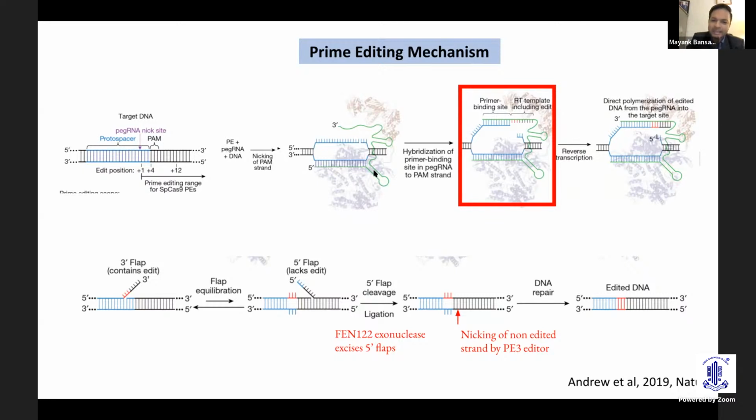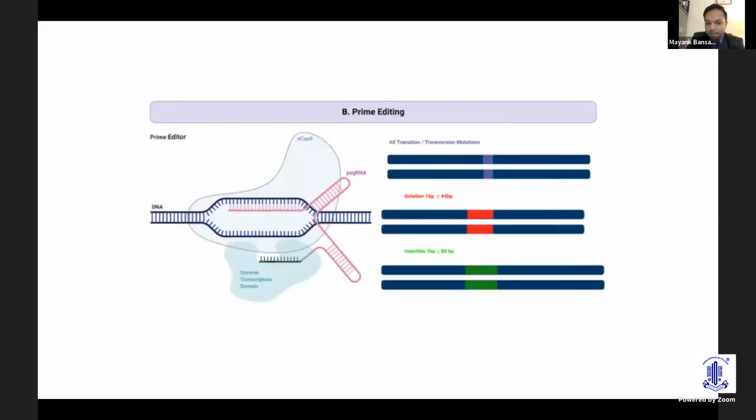So once the Cas9 enzyme binds to the DNA, it causes just one strand of the DNA to break, a nickase activity. And along with that, the reverse transcriptase then uses the prime editing guide RNA to sequence the desired type of DNA that we want. So this can effectively treat all kinds of mutations, insertion, deletion mutations, or transition, transversion mutations, making it very potent.